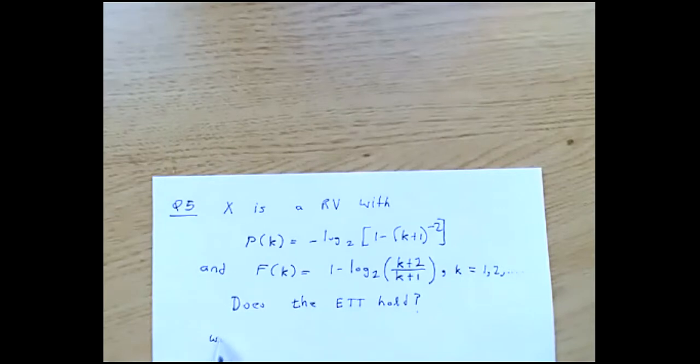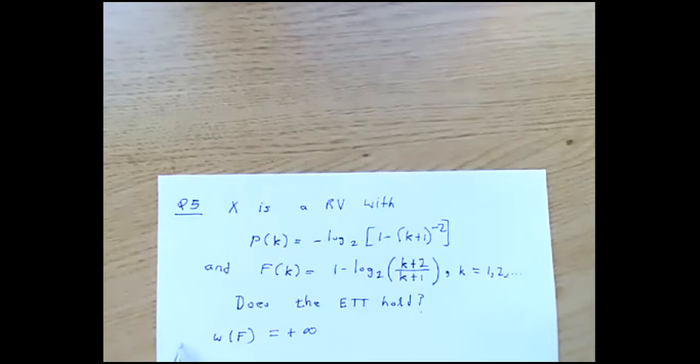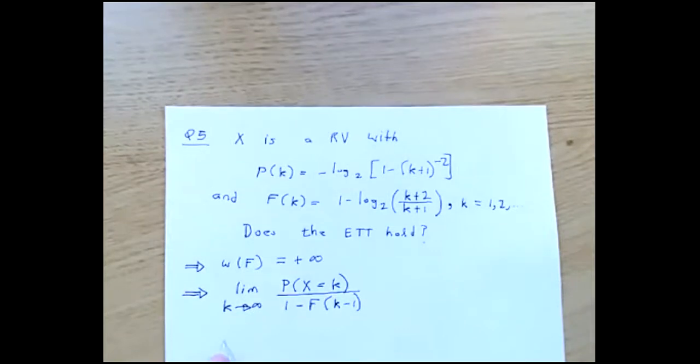Okay. So first, the first thing you must realize is the upper endpoint of F, because if you look at the domain of the distribution, it goes from 1 to infinity. So this must be equal to plus infinity, right? Okay, guys. So what you need to work out is the limit of the probability that X equals k divided by 1 minus the CDF at k minus 1, as k goes to infinity. All right, so that's what I will do right now.